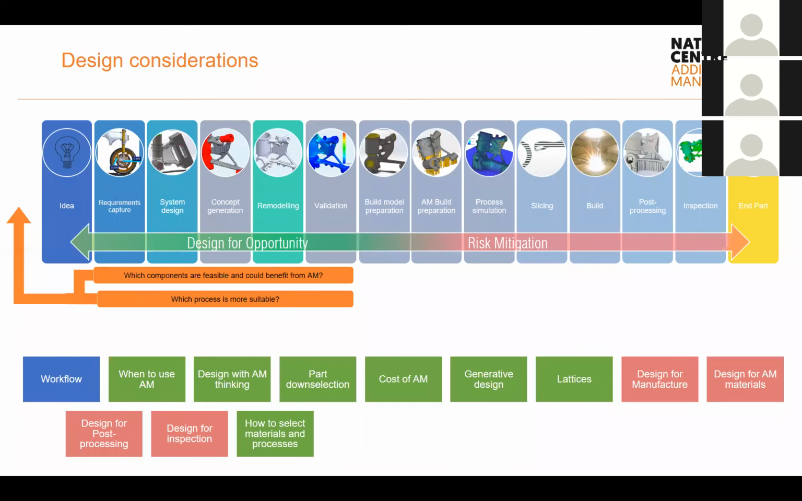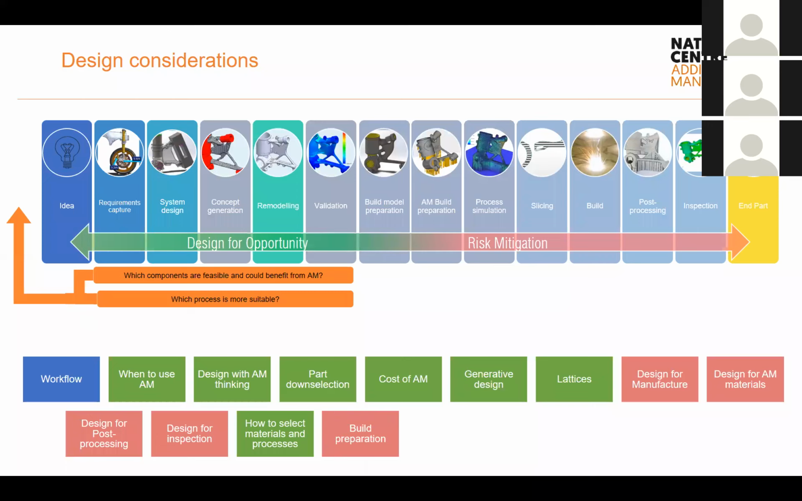And another module, or another design consideration, on the design for opportunities: how we select materials and processes. So when we identify a component, how we do that selecting of materials and the processes that will be more suitable for that application specifically.